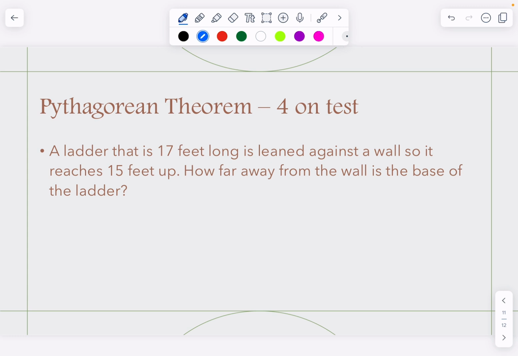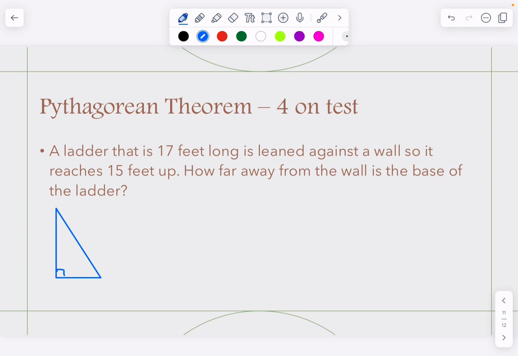Starting with Pythagorean theorem, a ladder that is 17 feet long is leaned against a wall so it reaches 15 feet up. How far away from the wall is the base of the ladder? So, this is creating a right triangle. Now, the thing everybody messes up is drawing the triangle and labeling it. It's always going to be a right triangle in this situation. Otherwise, we won't be able to solve it.